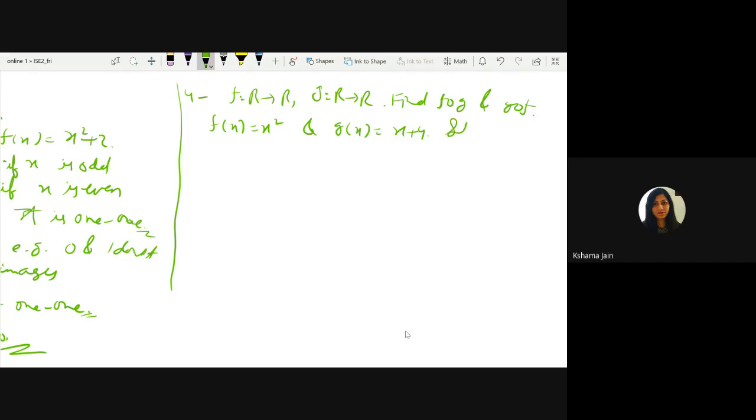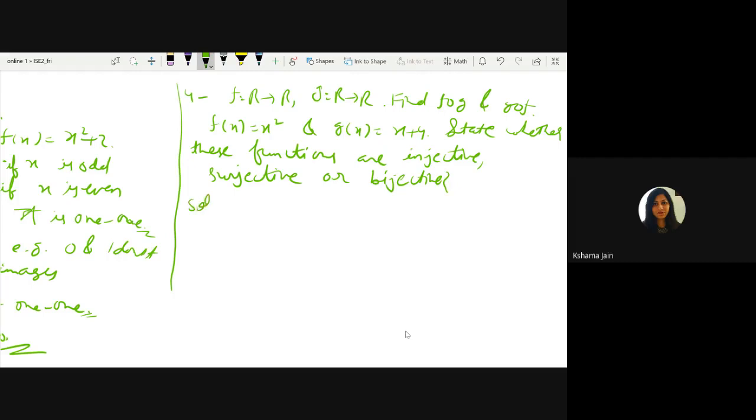Now second question starts: state whether these functions are injective, surjective or bijective. Okay, so these functions, what is there? Don't start doing this for f(x) and g(x). They are talking about FOG and GOF. These are one-one, onto, or both, or not. Okay. So first of all, tell me quickly what will be the FOG.